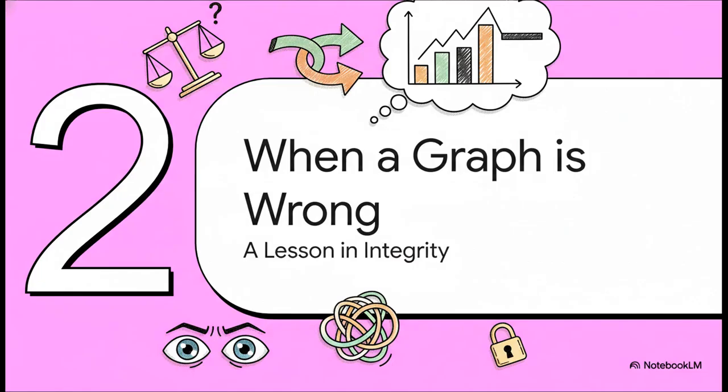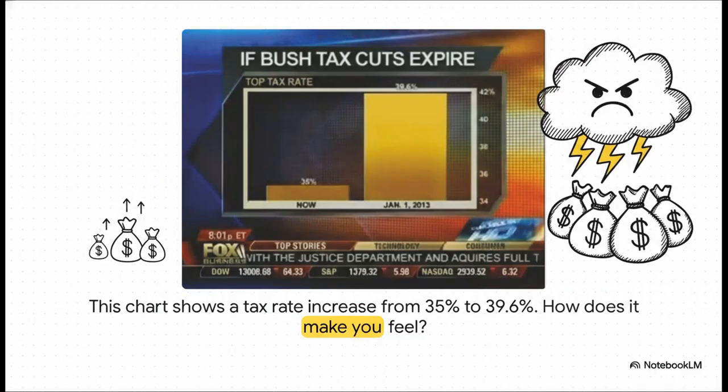All right, but choosing the right visual isn't just about making things clear. It's about being honest. And this, folks, is where things get really, really serious. Because when you get this wrong, you don't just confuse people, you can actually mislead them. Just take a look at this chart from a Fox News broadcast. It's showing a potential tax rate increase from 35% up to 39.6%. Now, forget the numbers for just a second. Just look at it. Pay attention to your gut reaction.